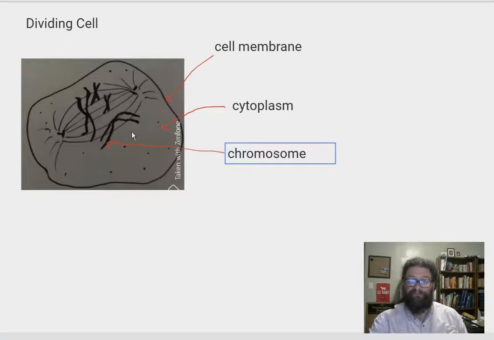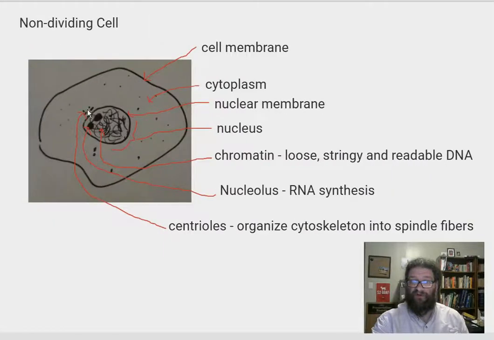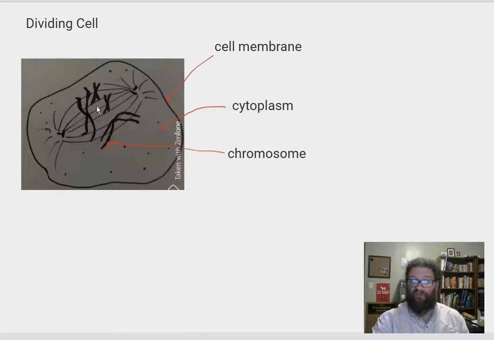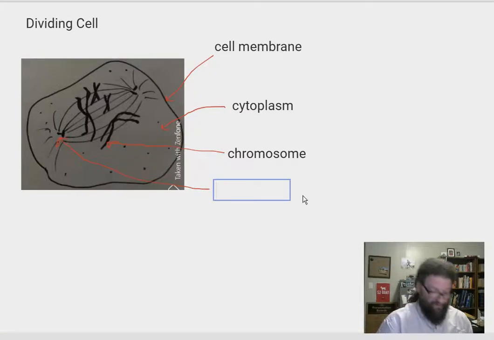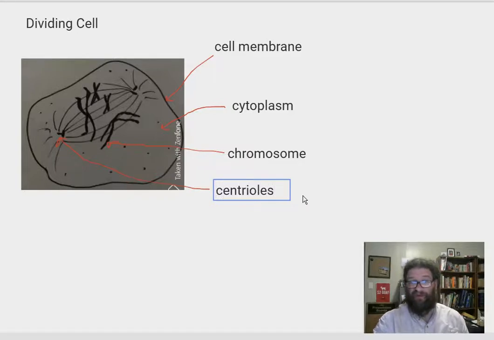Something else that you might notice, here are our little top hats. They are no longer right next to one another like they are here. Right now they're spread apart from one another. And since we know that these centrioles, their job again is to organize the cytoskeleton into spindle fibers, guess what those lines are? Hey there, centrioles. What I was thinking was spindle fibers, because that's what those lines are.